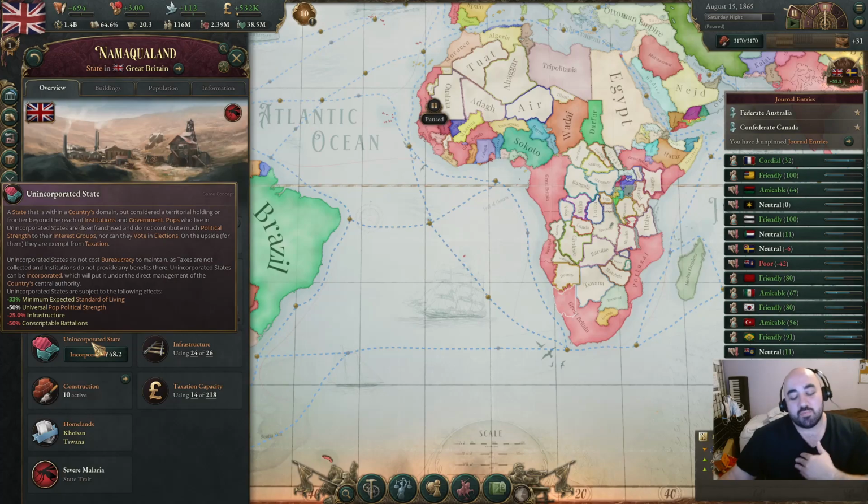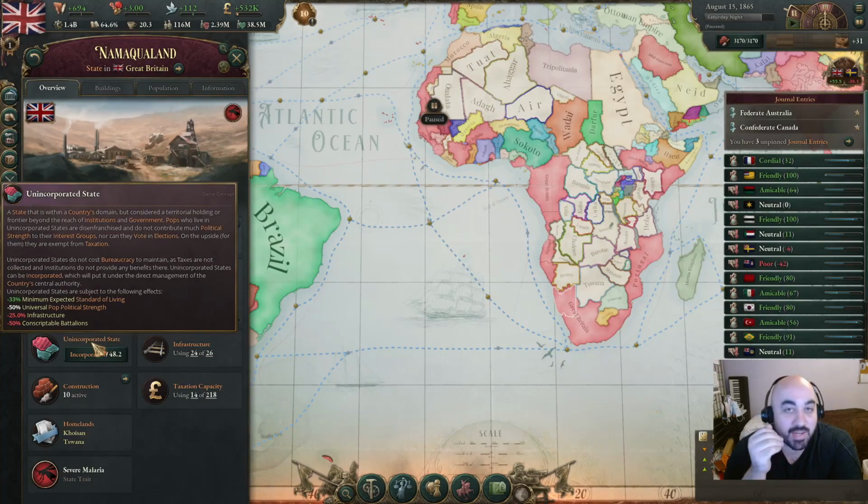Okay, so that's the first big 4, and these are the important differences in terms of just direct differences. But there are also a few other features in the game that are dependent on incorporated status, and so let's talk through them here.